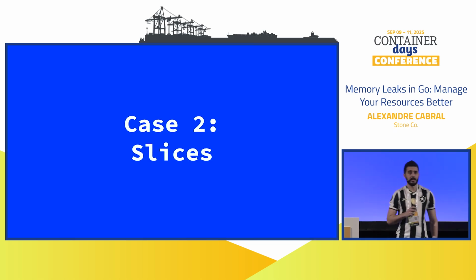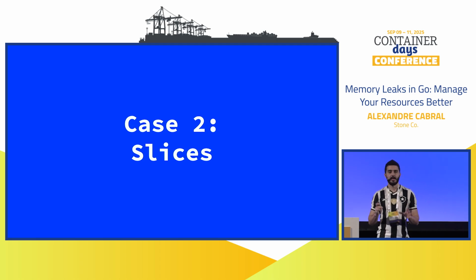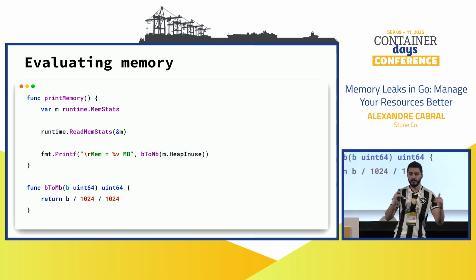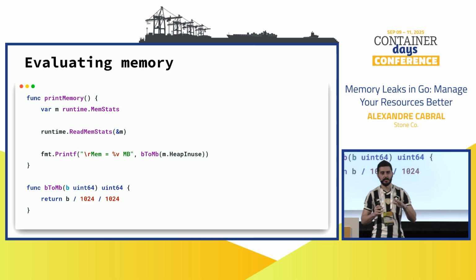The second case is slices. In Golang, usually we deal more with slices than arrays themselves. First of all, this is complementary code that I'm using to print some information about the memory usage. I'm using the runtime package to read some stats from memory and converting the heap in use from bytes to megabytes just to make it easier to understand.